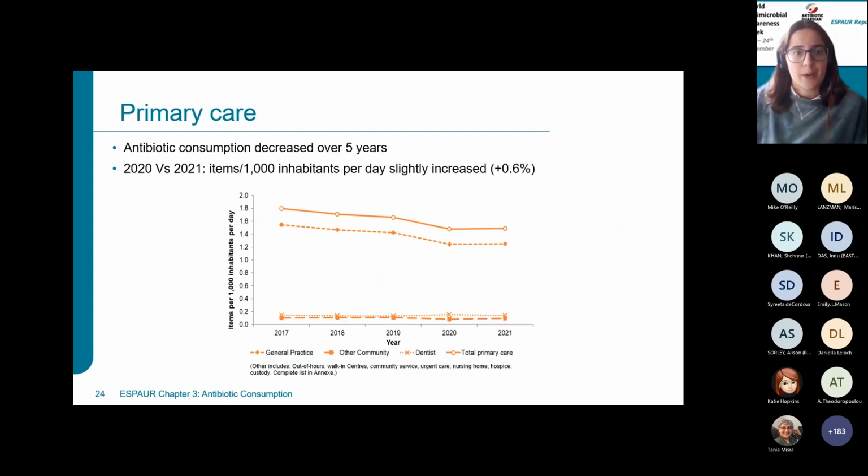So looking just at primary care, we can see that antibiotic consumption has declined over the last 5 years, measured as items per 1,000 inhabitants per day. So it's declined from 1.8 items per 1,000 inhabitants per day in 2017 to 1.49 in 2021, which represents a decrease of 17.2%. There was a substantial decline between 2019 and 2020 with the start of the COVID-19 pandemic period, seeing an 11.1% decrease in 1 year alone from 1.66 to 1.48 items per 1,000 inhabitants per day. And then between 2020 and 2021, there's a slight increase of 0.6%, although 2021 prescribing was still below the preceding 3 years pre-COVID-19 rates. Next slide, please.